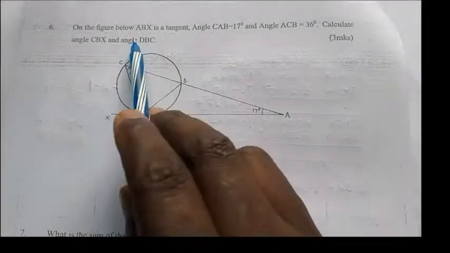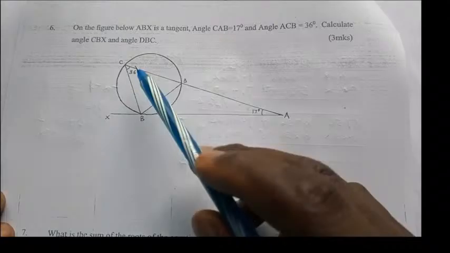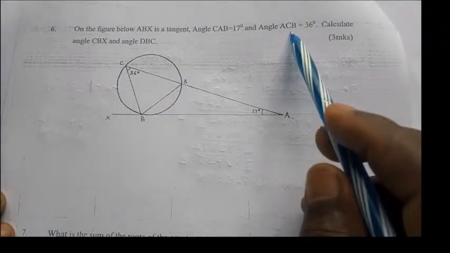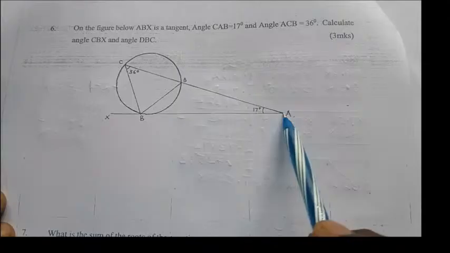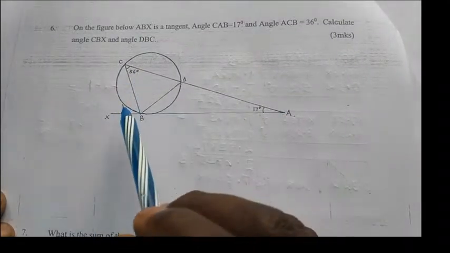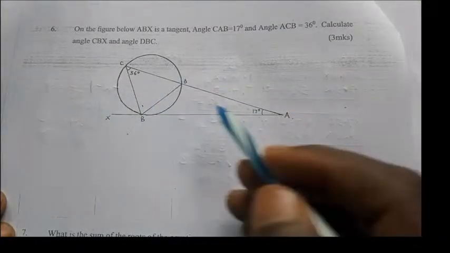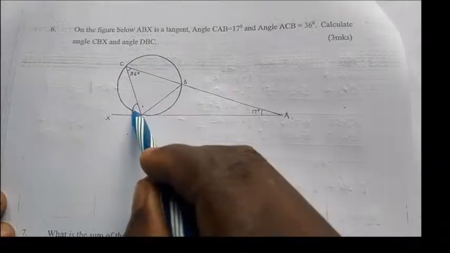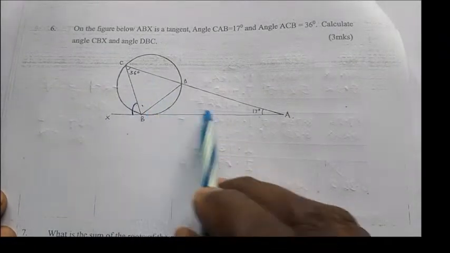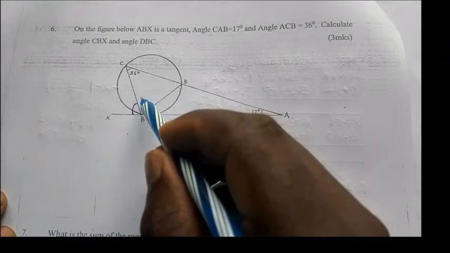On the figure below, angle ACB is 17 and angle ABC is given. Calculate the angle CBX. This angle is the angle we have been asked to calculate, and the angle DBC, this one.